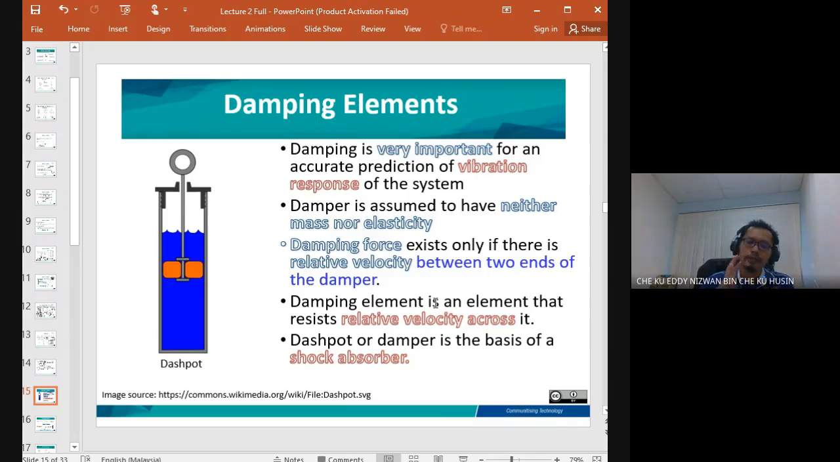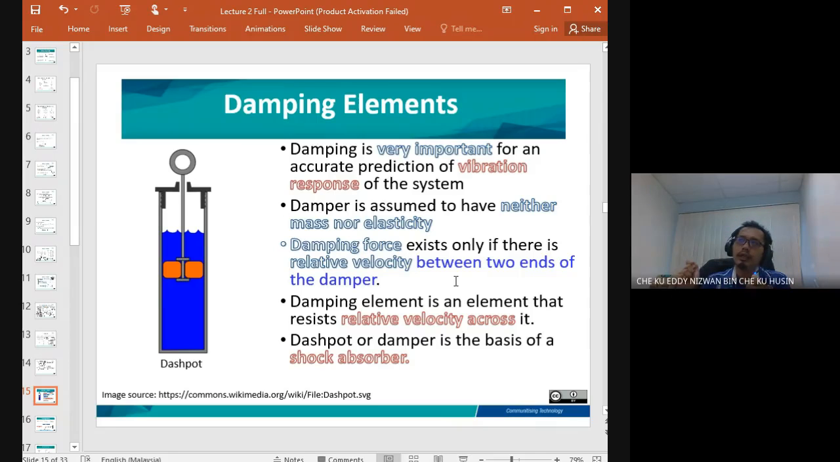If there is a presence of damping, the amplitude of vibration will not be constant. There is decay in the amplitude, and if we know the amount of damping, then we can predict the position of the mass, meaning how the mass vibrates. The damper is assumed to have neither mass nor elasticity, and it is relative to the velocity. Damping force exists only if there is a relative velocity between the two ends of the damper.